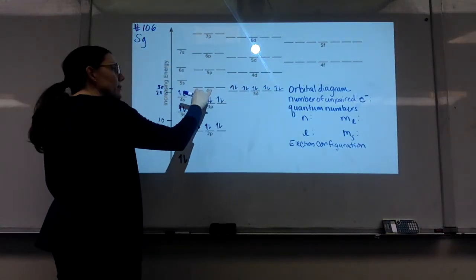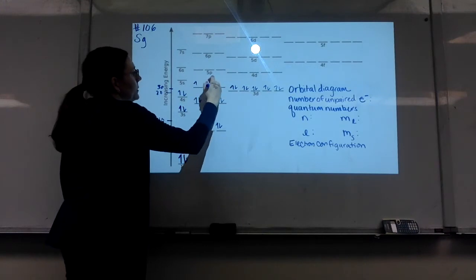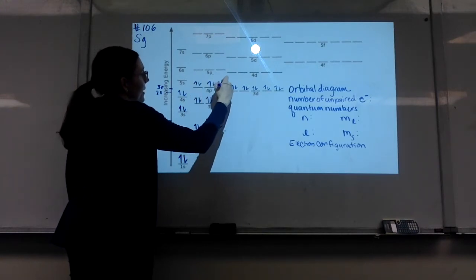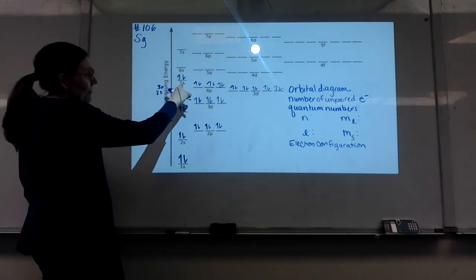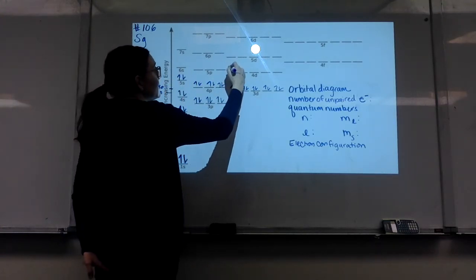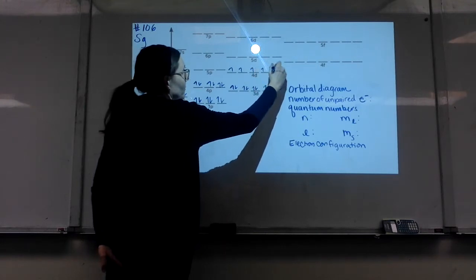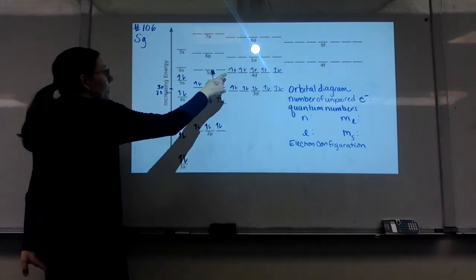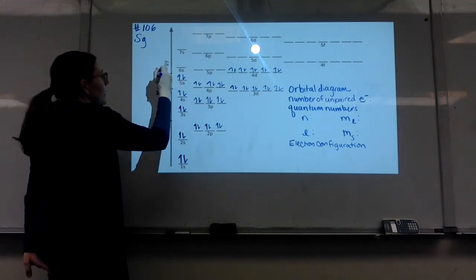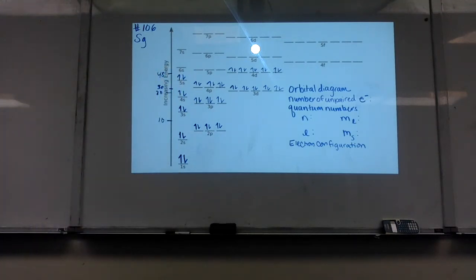After 3d, the next lowest is 4p. 1, 2, 3, 4, 5, 6, 7, 8. And then after 5s comes 4d. 9, 10, 11, 12, 13, 14, 15, 16, 17, 18. All right, so that's another 18. I'm losing track. That's 48 total electrons so far, okay?